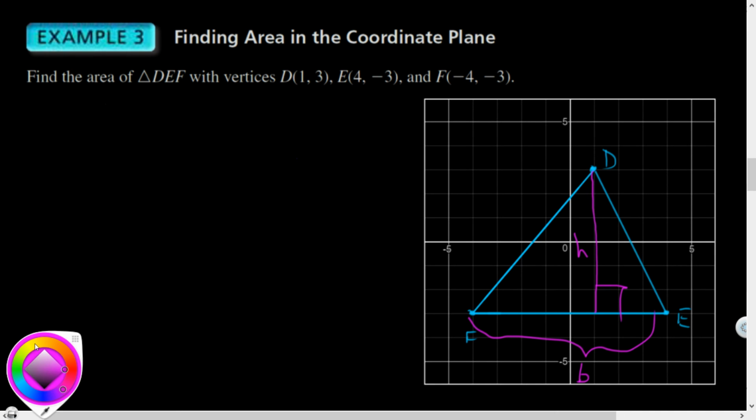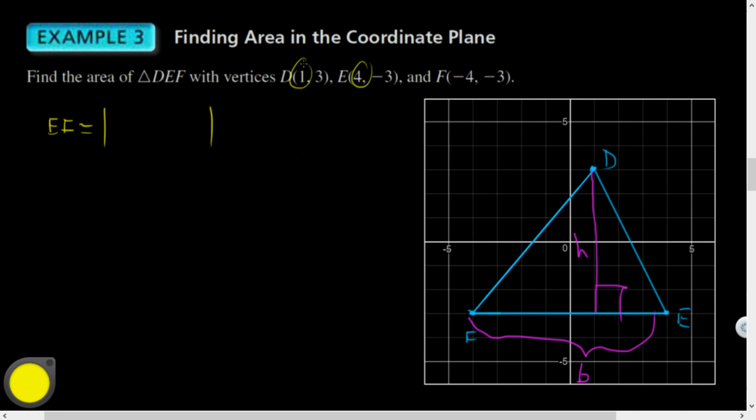So let's find EF. Now, in terms of distance formula, I can just do the absolute value of the difference of EF's x coordinates, right? There we go. So 4 minus -4.